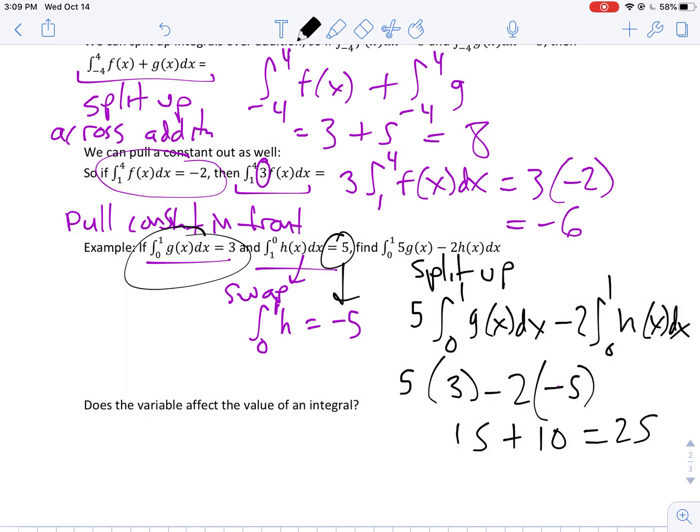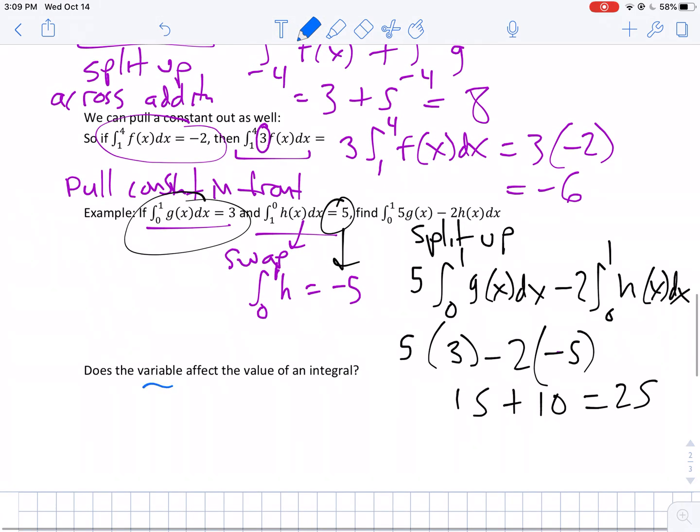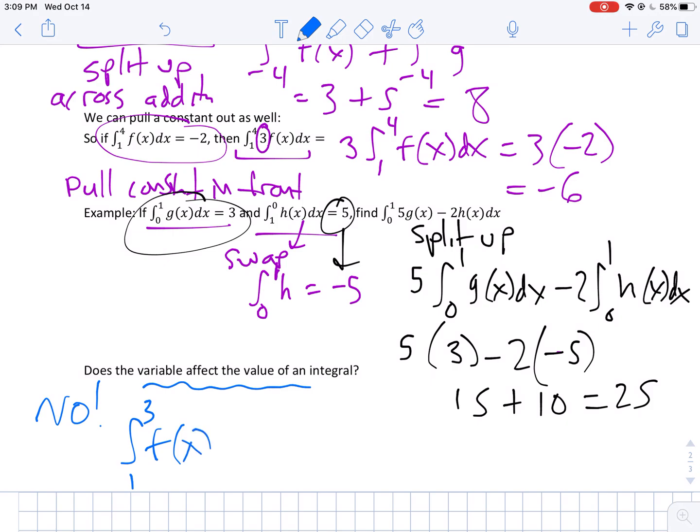Just like with derivatives, we split it up into different parts. Okay, and one more thing I wanted to mention just briefly, the variable does not affect the value of the integral. So if I find the area under a curve, say from 1 to 3, that's the exact same as finding the area under the curve from 1 to 3 of f of, I don't know, like t dt. Because I'm just finding an area. It doesn't matter what variable I use. It's just the same area, and that's how you want to think about that.